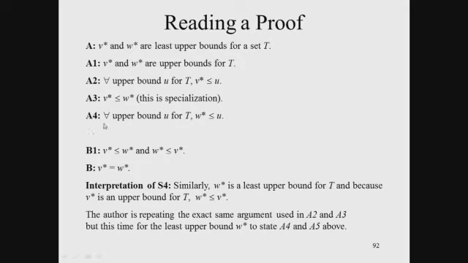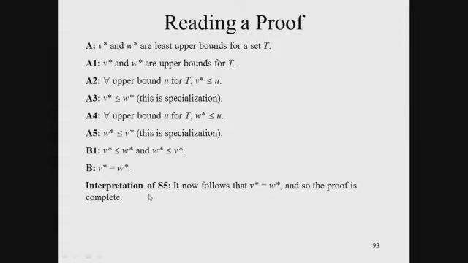Specialization. And in fact, specializes to what value of U? V star. Specialize this statement to the upper bound V star for T. The result of specialization is W star less than or equal to V star. And now the proof is actually complete. As the author says, it now follows that V star equals W star because this has happened, and so the proof is done.